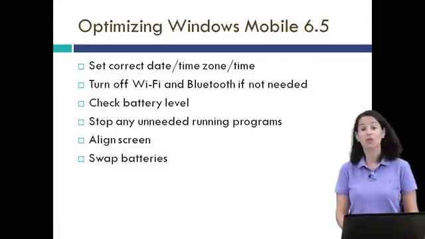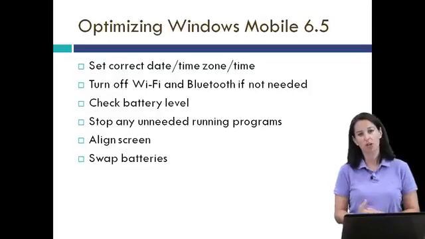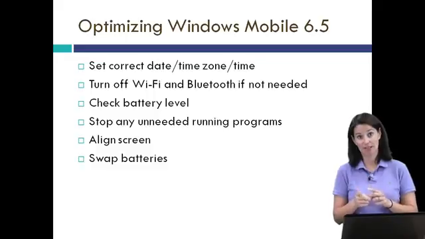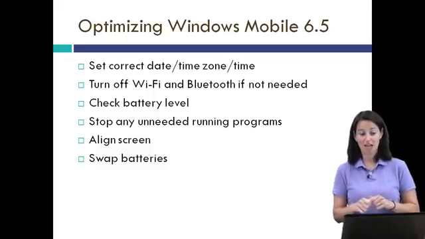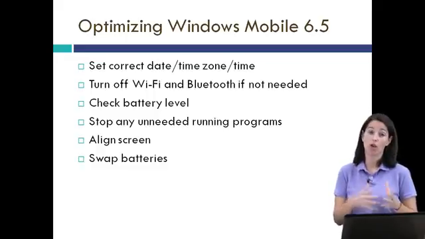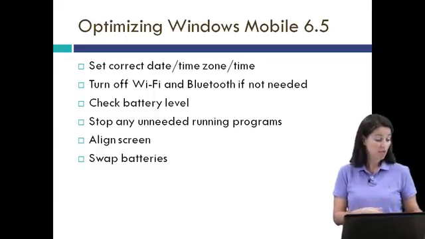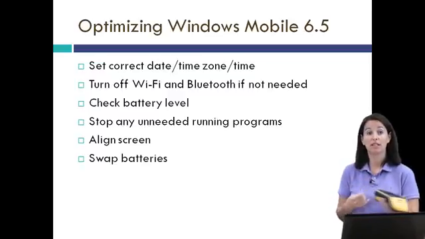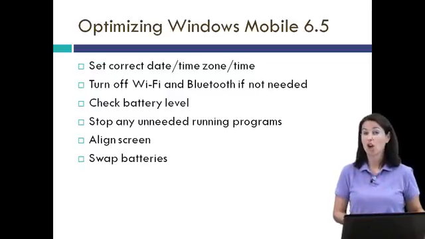Okay, optimizing Windows 6.5. Couple things that you're going to want to do. First thing, you're going to want to set the correct date, the time zone, and the time. Turn off your Wi-Fi and your Bluetooth if they're not needed. Also, there's an option where you can have a 3.5G SIM card. If you're not using the phone, turn the phone off as well.